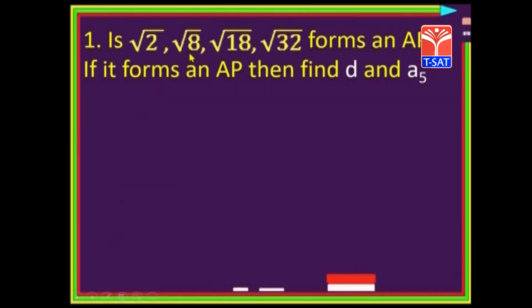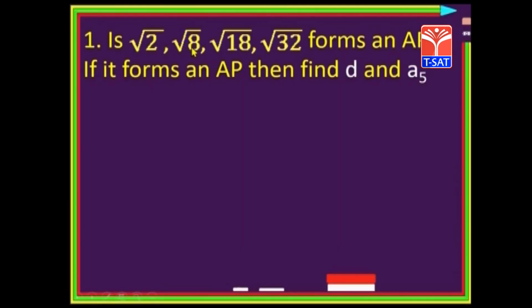Now, we have knowledge on the nth term, right. So, we will solve some problems based on the nth term of AP formula. So, this is the first problem. Is root 2, root 8, root 18, root 32 forming an AP? If it forms an AP, then find the value of d and the value of a5. a5 is nothing but the 5th term. So, students, when we have a problem, we have to read the problem carefully, write the given data and the related formula, and then we can solve the problem easily.